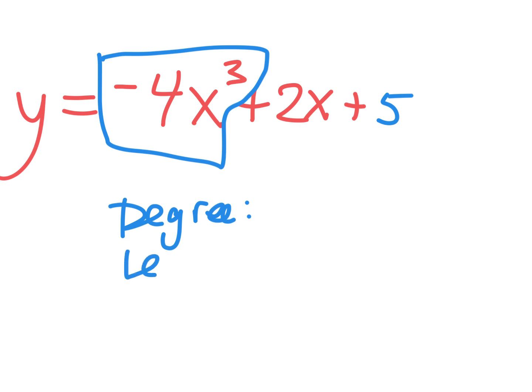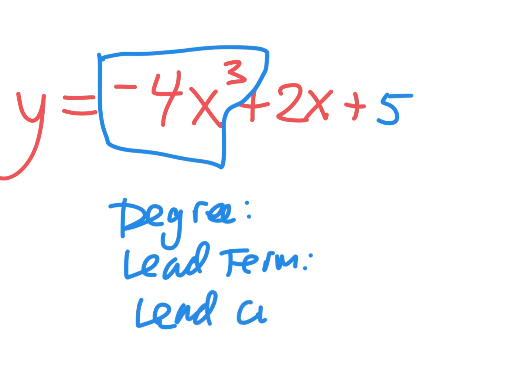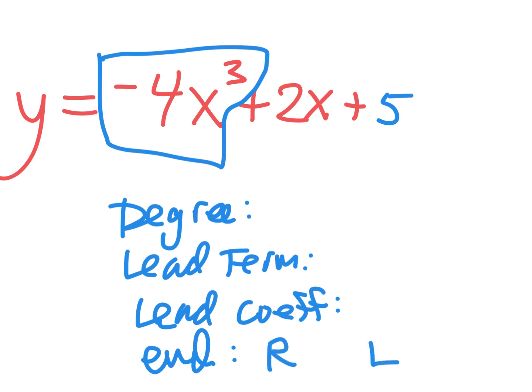I can tell the lead term, which is different than the lead coefficient. And I can tell the ends, which is the right side and the left side. I can tell if it's up or down. Do you remember all those things from yesterday? I'll remind you in a second, but why don't you try to answer it? If you know these 4 things, then you totally get yesterday. If you don't know those 4 things, I need to help you.